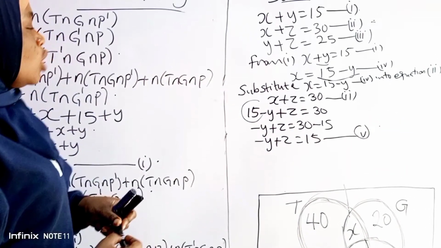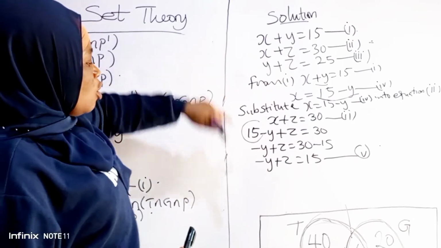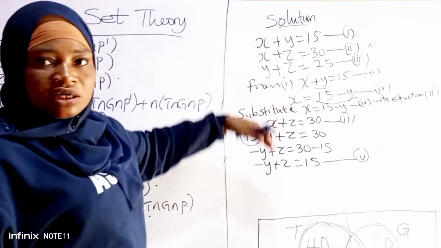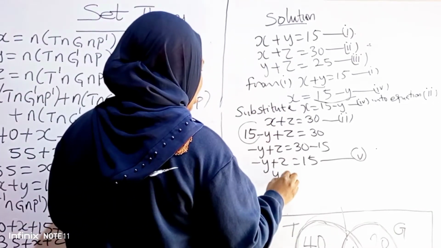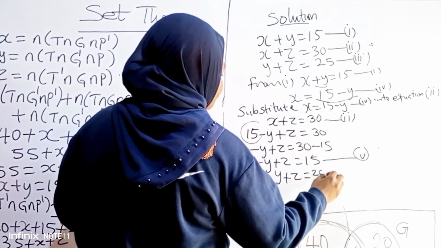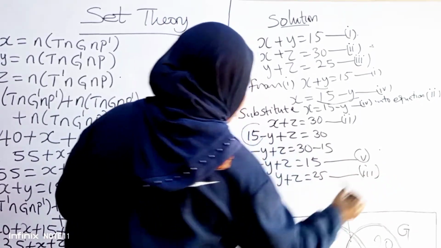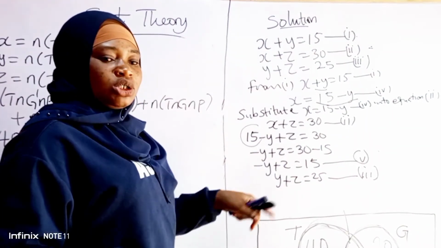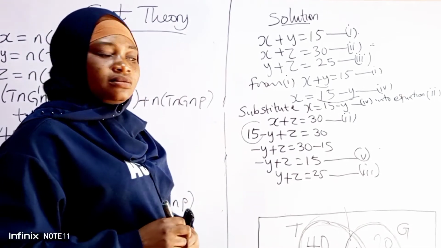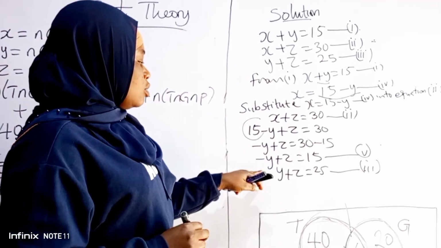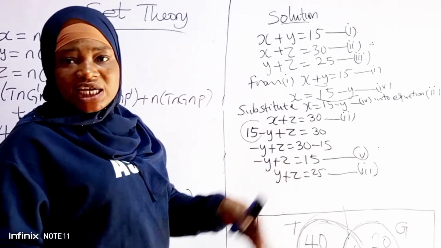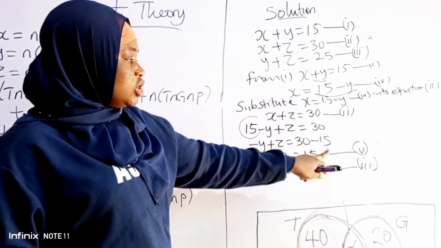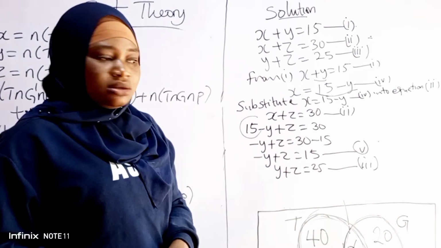Now, look at the remaining equation. Which one looks like minus y plus z? Equation 3. So let's write y plus z is equal to 25. That is equation 3. We can quickly use the elimination method for them. Which one can we quickly eliminate? We can eliminate y or z, any one you like. If you want to eliminate y, you add equation 5 and equation 3 together.